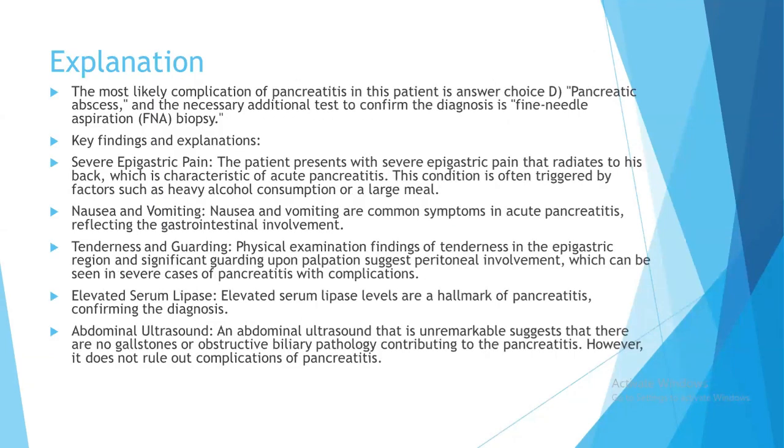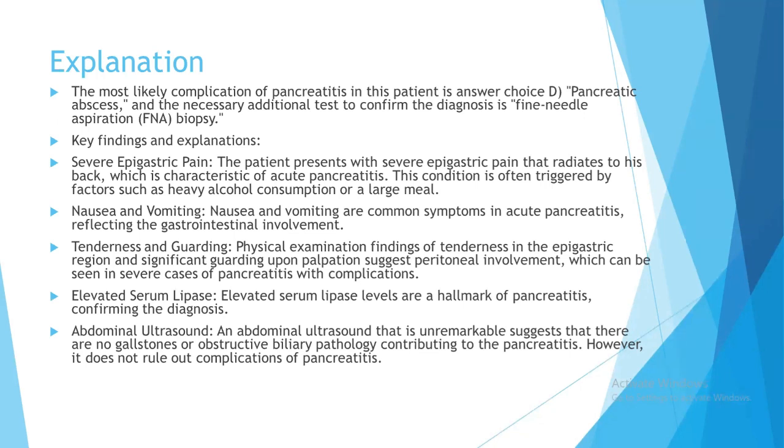Now let's come back to the question. The most likely complication of pancreatitis in this patient is pancreatic abscess, and the necessary additional test to confirm the diagnosis is fine needle aspiration biopsy. The key findings include the severe epigastric pain, nausea and vomiting, tenderness and guarding, elevated serum lipase, and abdominal ultrasound. The patient presents with severe epigastric pain that radiates to his back, which is characteristic of acute pancreatitis. This condition is often triggered by factors such as heavy alcohol consumption or a large meal.